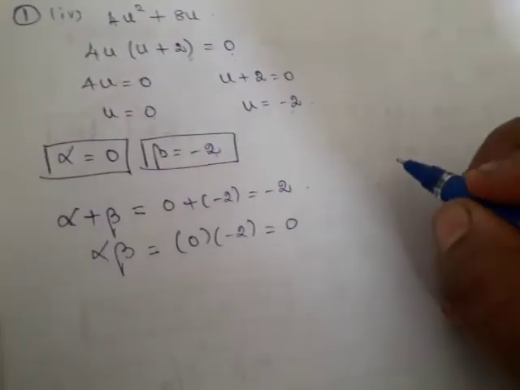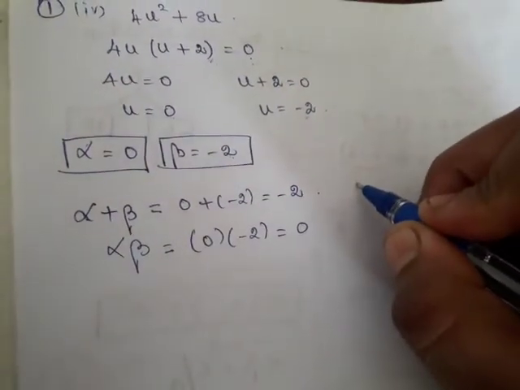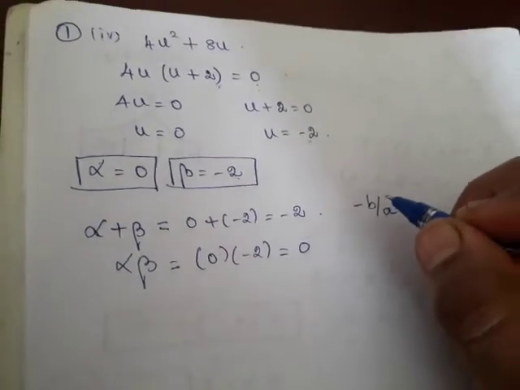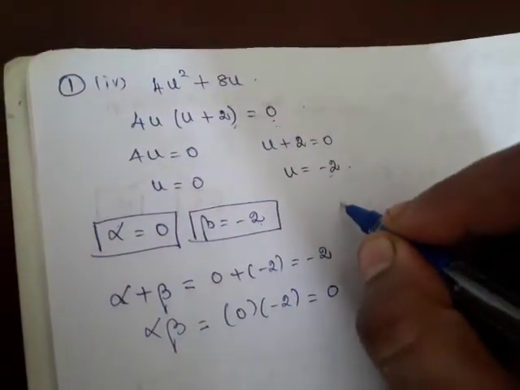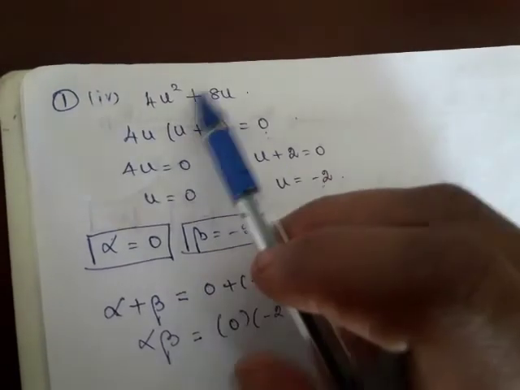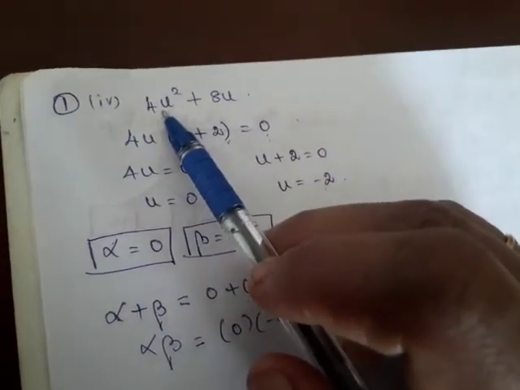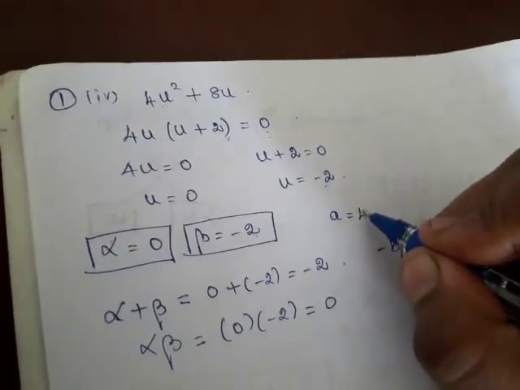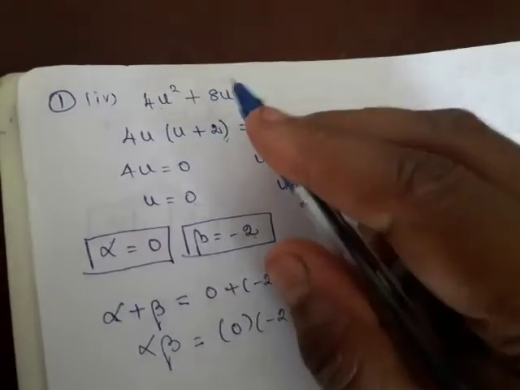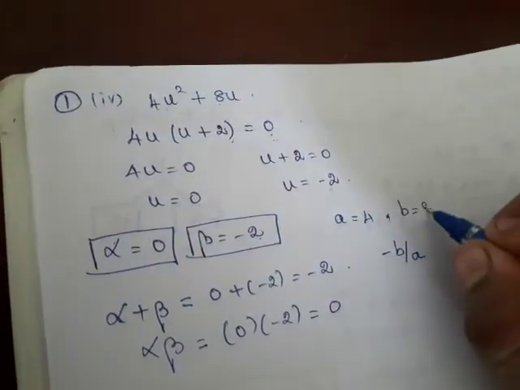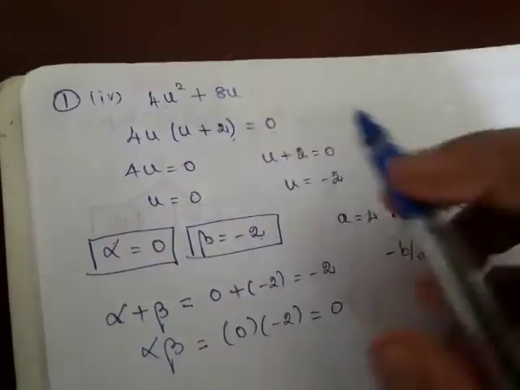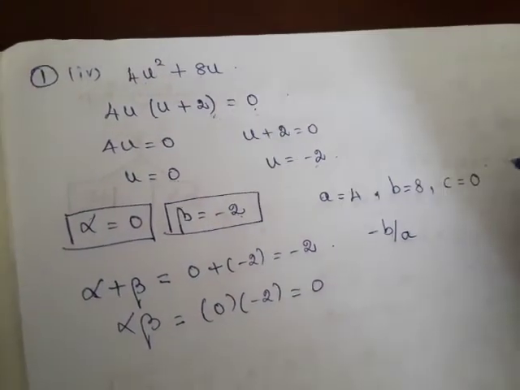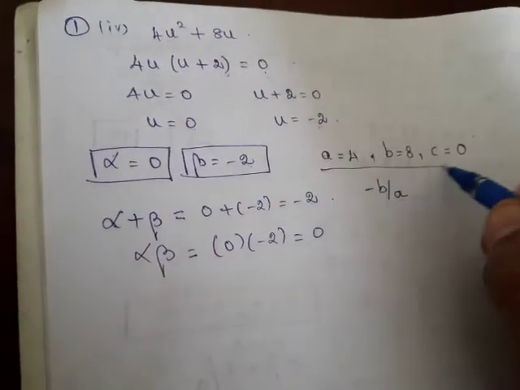Now by definition, what is alpha plus beta? Alpha plus beta is minus b by a. Now before finding minus b by a, first we will state what a, b, c are. A is nothing but the coefficient of x square. Here the variable is u, therefore u square. What is the coefficient of u square? 4. B is the coefficient of u, which is nothing but 8. And c is the constant term. We don't have a constant term in the polynomial, so the value of c is 0, right?